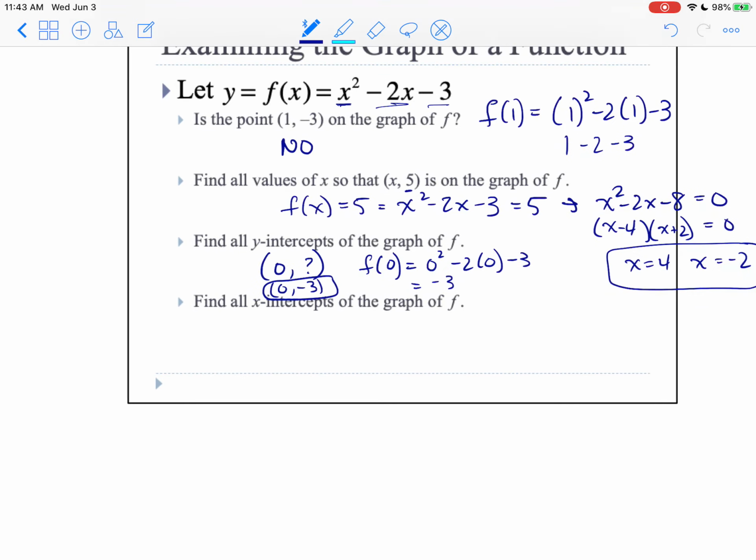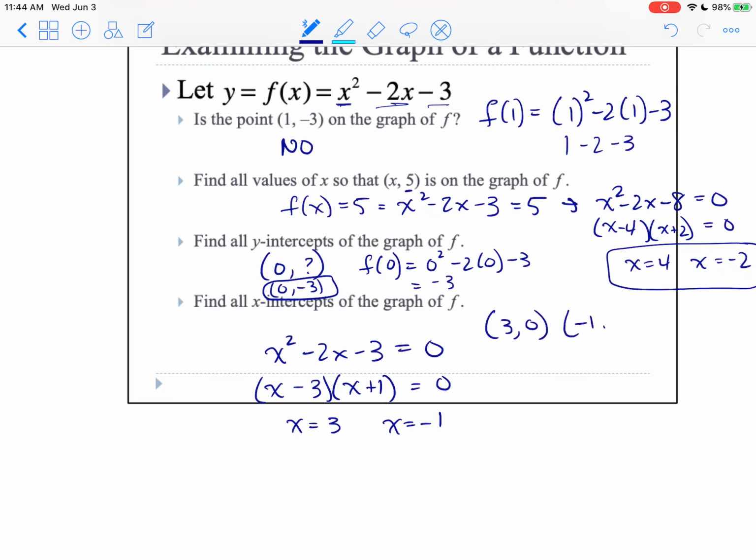Now let's look for the x-intercepts. So I'm going to plug 0 in for y. So x squared minus 2x minus 3 should be equal to 0. And again, it looks like I can factor, which is my favorite way to solve a polynomial. So we have minus 3 plus 1. So x equals 3, x equals negative 1. But these are x-intercepts, so I want to write them as ordered pairs. So 3, 0 and negative 1, 0. Those are my x-intercepts on the graph, okay?